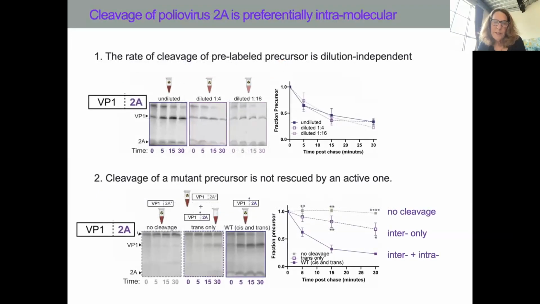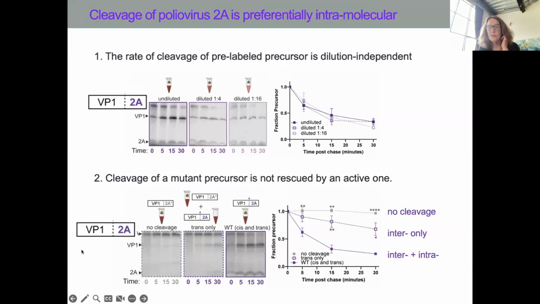So I'll show you an experiment like that. So here's a question. If we express VP1, 2A in a rabbit reticulocyte lysate, here's VP12A at 0 time points of chase. You can see under the 20 minutes of synthesis that preceded that, you still see precursor and you see some products too. But now we're going to ask, at what rate is the precursor cleaved by the activity of 2A that's within it? And if the cleavage is intermolecular, as you dilute this extract, the rate should decrease because it's a two-body reaction. If it's intramolecular, it should not change with dilution. And that's in fact what you see with poliovirus VP12A. In this case, you see no change in the cleavage rate with dilution, arguing that that cleavage is intramolecular.